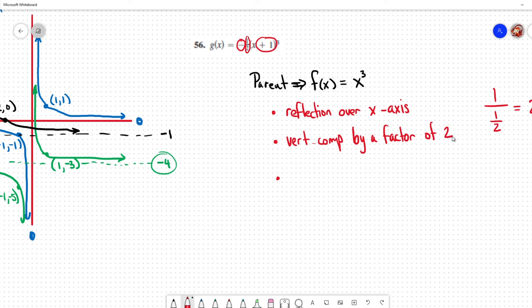So this is why, in the notes and the video I showed you, look again at where I stated how you state that factor. So, vertical compression by a.